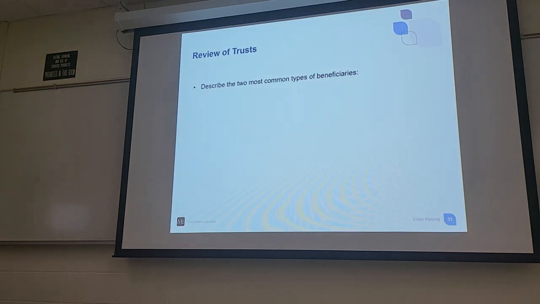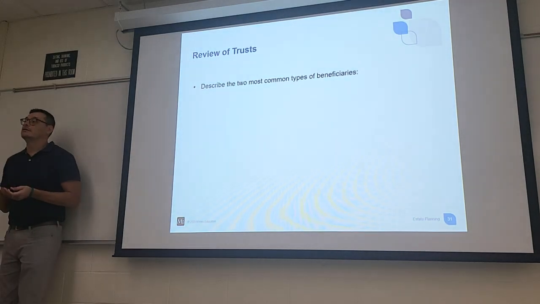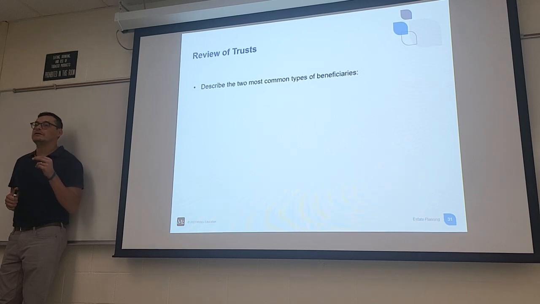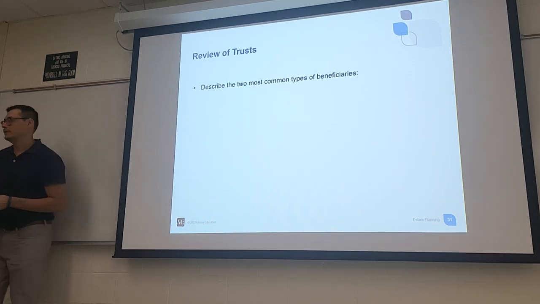What are the two most common types of beneficiaries? We had two types of beneficiaries, right? Remainder and what else? Income. There we go.